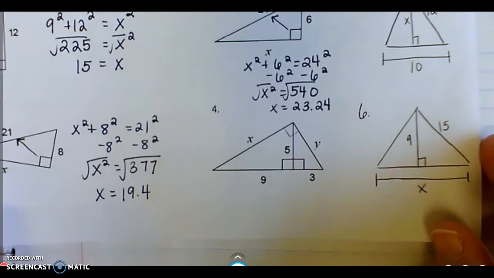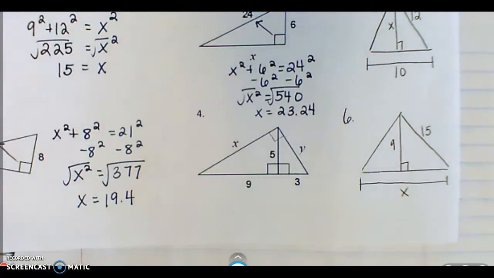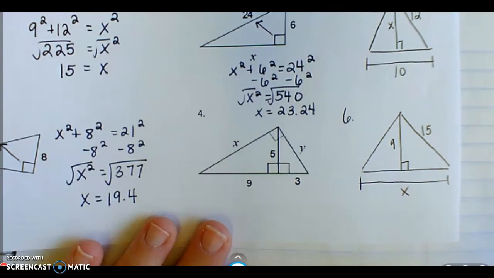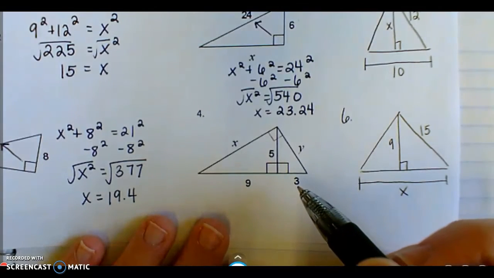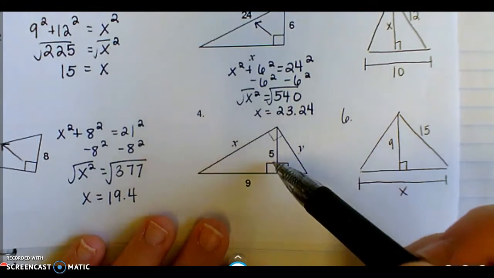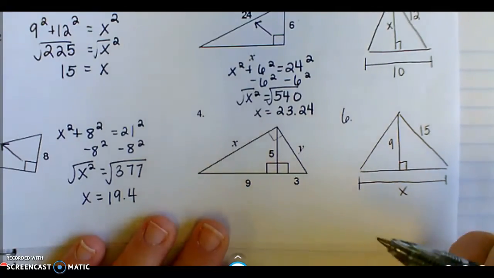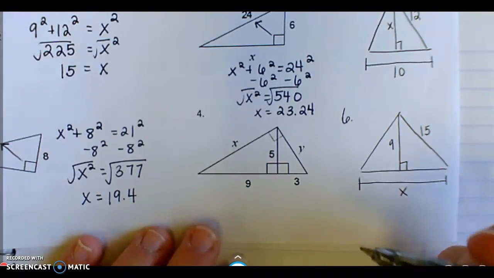Alright, the last 2 examples on this page are just showing you how you could use the Pythagorean theorem to solve things. It's just setting it up and making sure that you recognize it's really not too difficult, but I just want to go over it with you. On this one, basically, you just have Pythagorean theorem here and Pythagorean theorem here. So it's just 2 different Pythagorean theorems to solve for X.